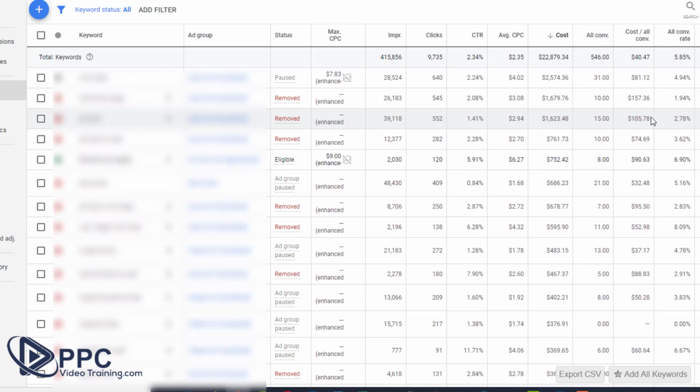$16.23, $105 a conversion. So I'm looking at where most of the wasted ad spend is going, because this $2,500 can be better suited going into a different keyword that might be converting at $37. See what I mean? We're going to take that $2,500 and put it towards other keywords that are converting at a better cost per conversion.